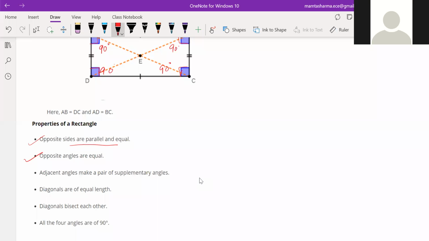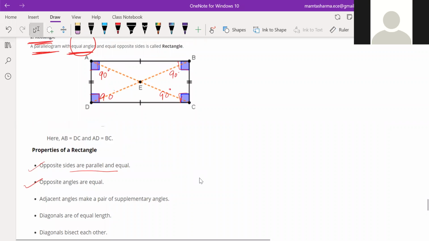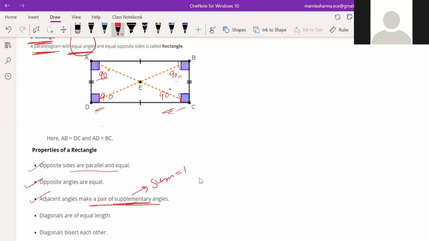Opposite angles are equal. Since all angles are equal, opposite angles will also be equal. Adjacent angles make a pair of supplementary angles. Are they making supplementary angles? See, these are the adjacent pair. 90, 90, that is 180 degrees. So all adjacent angles make a pair of supplementary angles. Supplementary angle means the sum is 180 degrees.